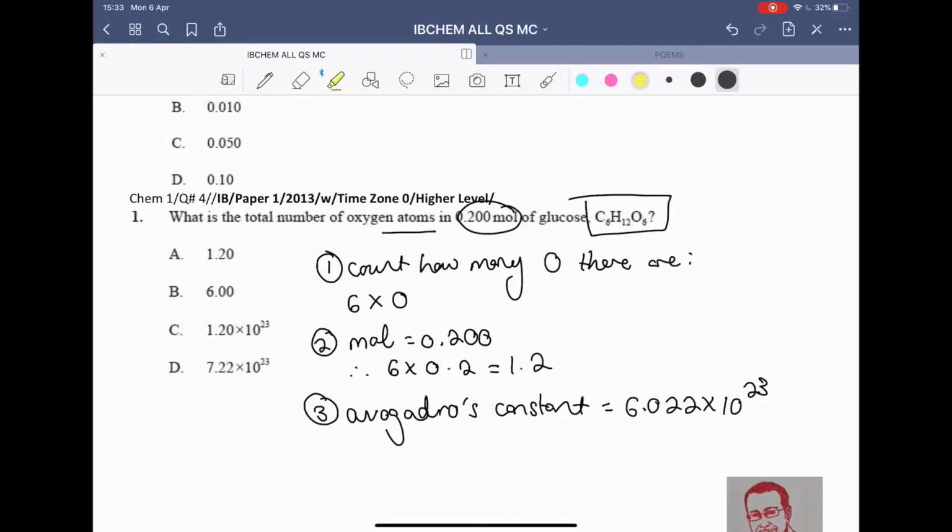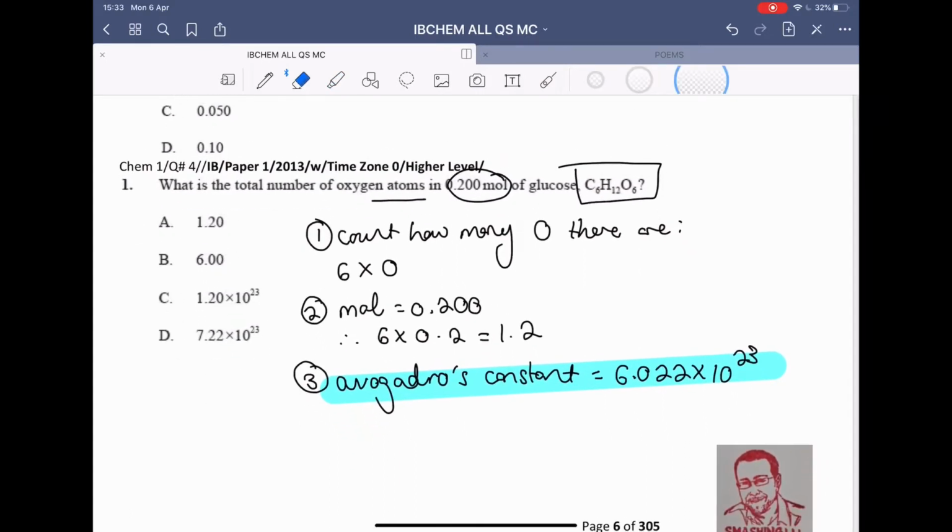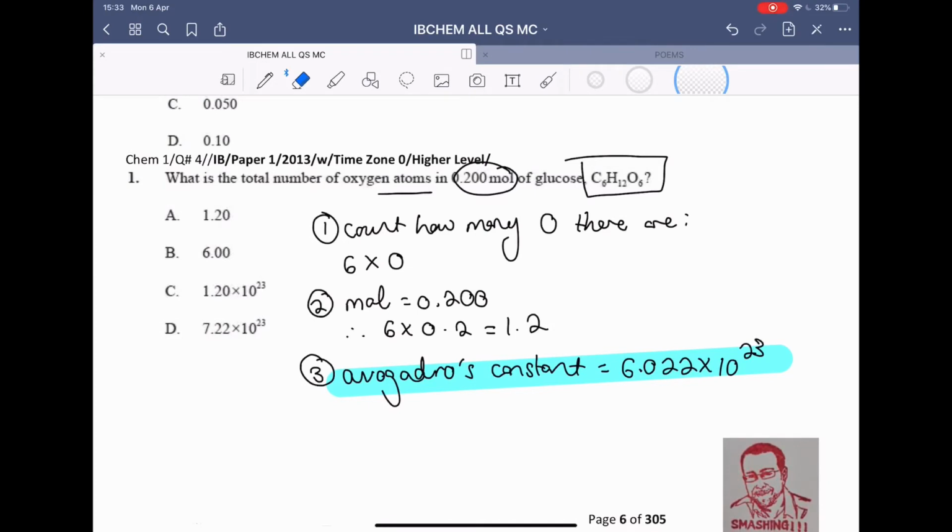A key thing you're going to have to remember is Avogadro's constant, 6.022 times 10 to the power of 23. I don't think the data booklet gives it to you in the exam, but it's worth memorizing anyway, saves your time looking through the pages. It will come up in a lot of stoichiometry and quantitative chemistry questions.